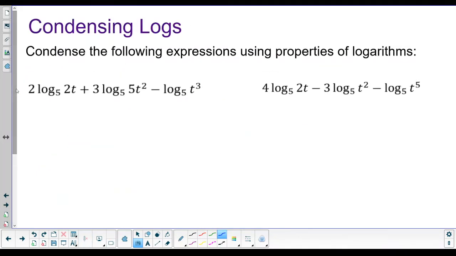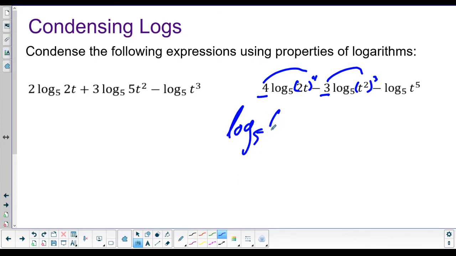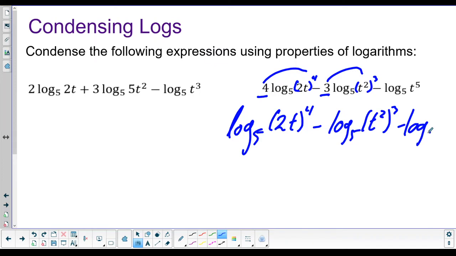Erase. Let's go do the second example. So again, when you are condensing, you want to start by turning your coefficients into exponents. So this 4 is going to turn into an exponent there. This 3 is going to turn into an exponent here. So we're going to have log base 5 of 2t to the 4th minus log base 5 of t squared cubed minus log base 5 of t to the 5th.